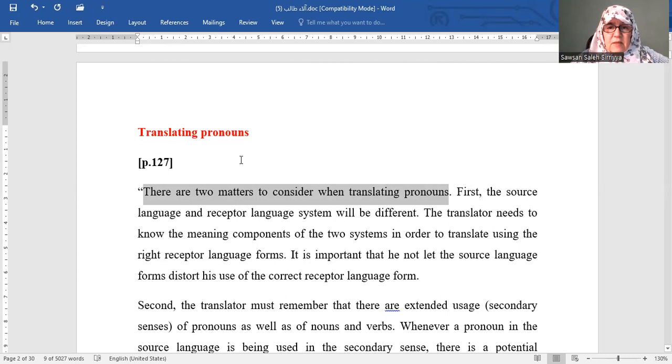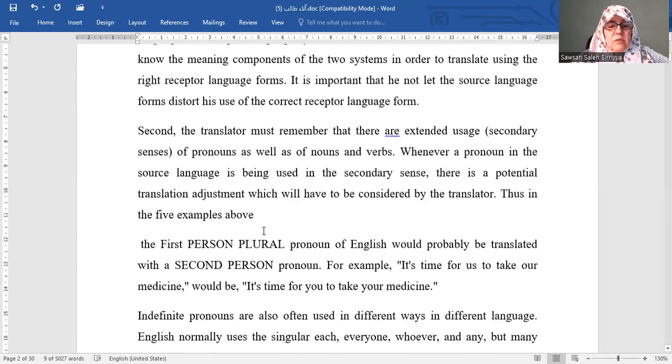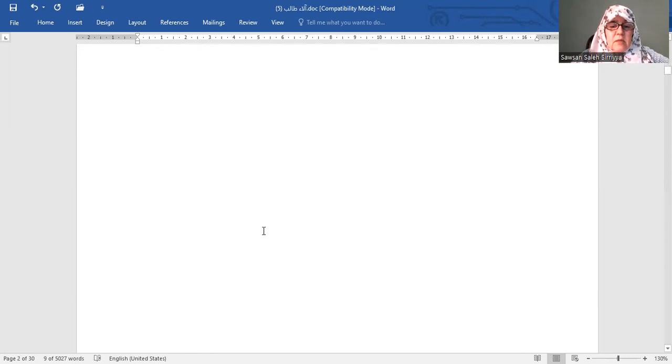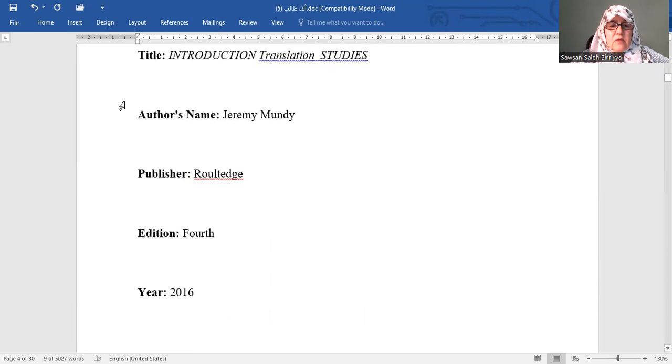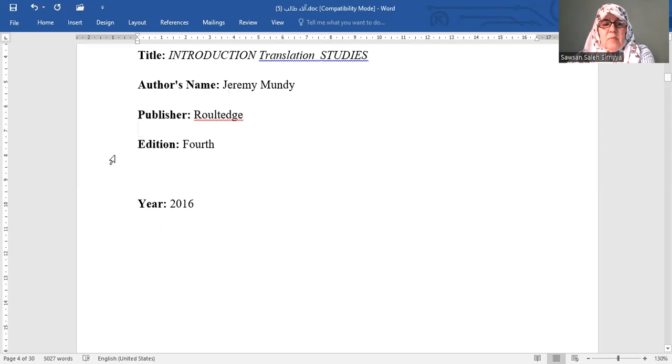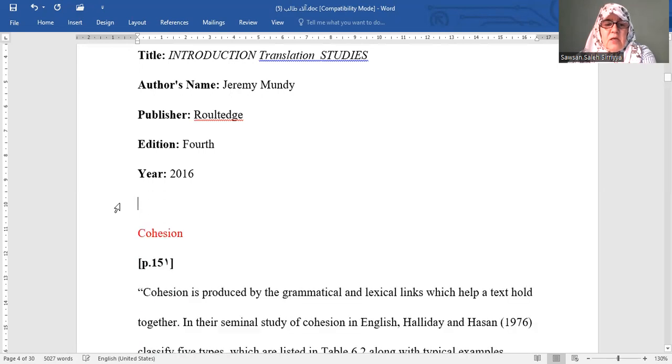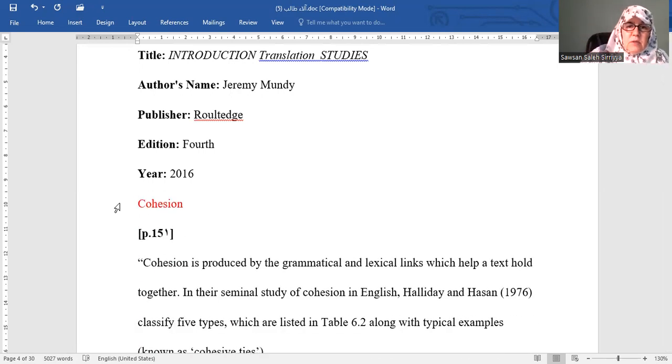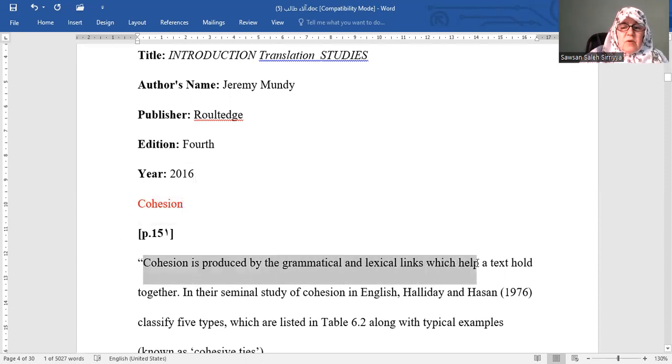Yani, you identify the topic of every quotation you take. This is another source. As you see here, in this source, she got the author's name, the publisher, the edition, and the year. Then, again, she starts quoting. But again, she has to provide the topic for this quotation, which is taken from the first sentence.